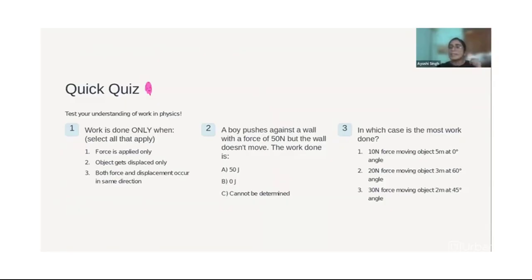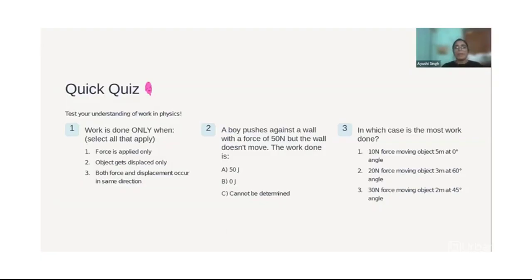Okay. Last is, in which case is the most work done? 10 Newton force moving an object 5 meters at 0 degrees angle. 20 Newton force moving an object 3 meters at 60 degree angle. So you have to find the cos 60 degree value. Okay. And 30 Newton force moving an object 2 meters at 45 degree angle. So if you know the values of the angles, you will be able to find it. You can quickly check it, or you can ask me in the comment section if you do not know the values.